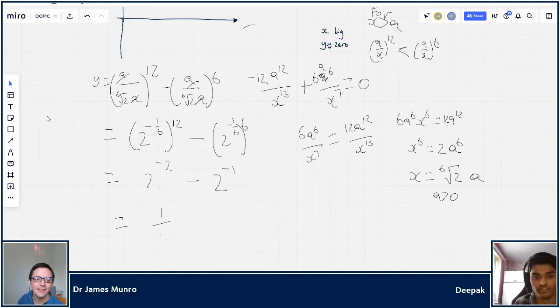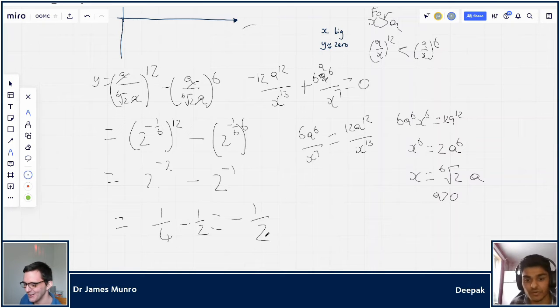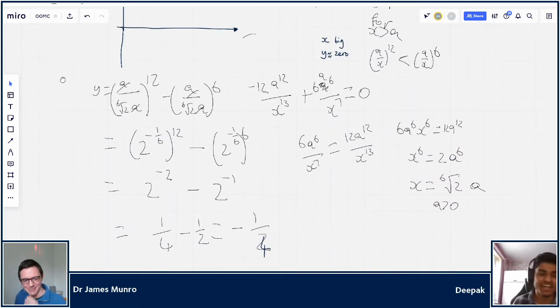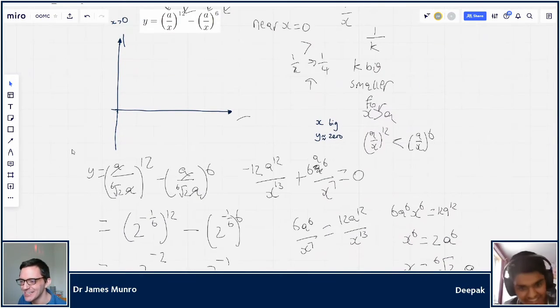Well, this is just 1 over 4 subtract 1 over 2, which is literally minus 1 over 2, which is the answer you could only dream of when graph sketching. But 1 over 4, yeah, 1 over 4. It's negative, that's the point. Cool, right, okay, let's put it on. Let's scroll up here.